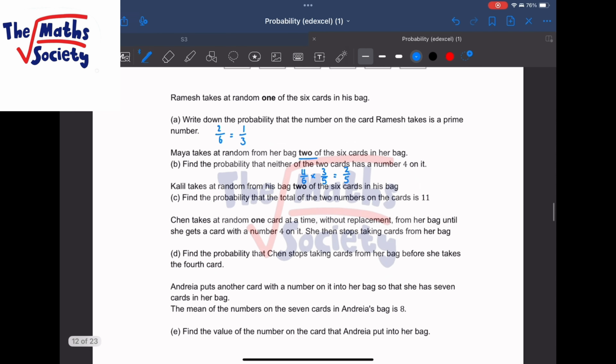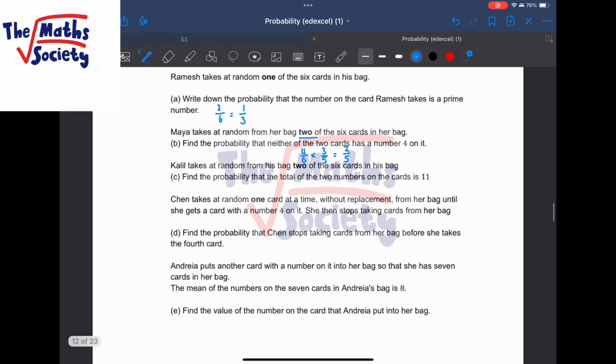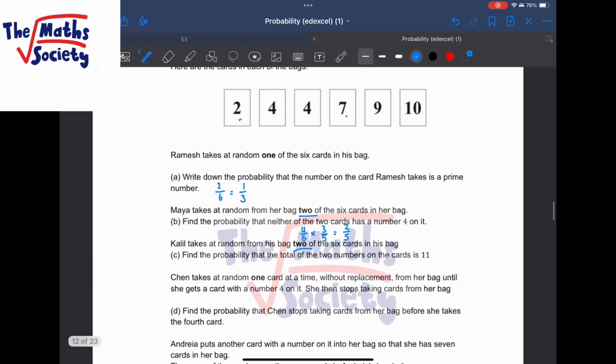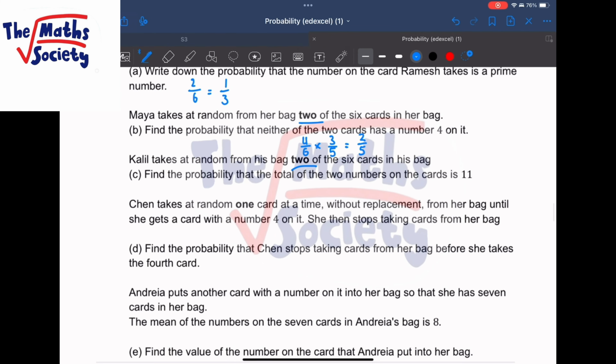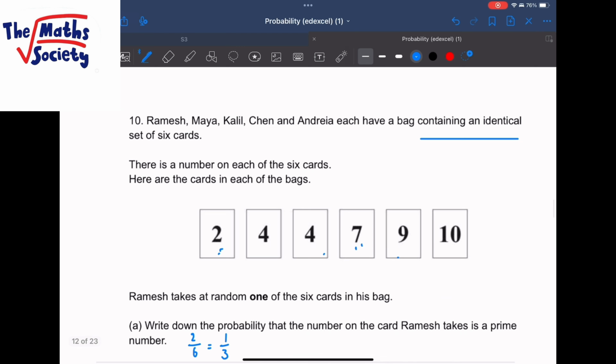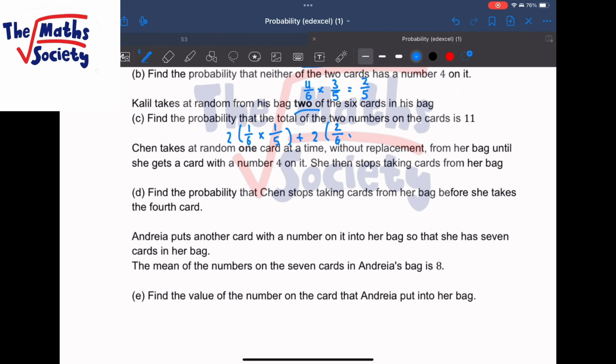And we need to make sure that Kylie takes at random from her bag 2 of the 6 cards in her bag. Find the probability that the total of the numbers on the cards is 11. So to get 11, we know that 9 plus 2 has to be 11. And then 7 plus 4 has to be 11. So now we will try to calculate. We know 1 by 6, right? That's 1 by 6 multiply 1 by 5, plus 2, since the other one is 4. 4 is 2, right? There are 2 numbers, so that's 2 by 6 multiply 1 by 5, where there's only 1 7. Yep, so the answer should be 1 by 5.